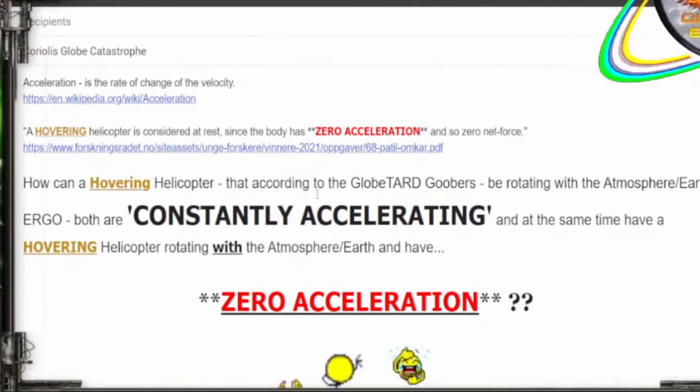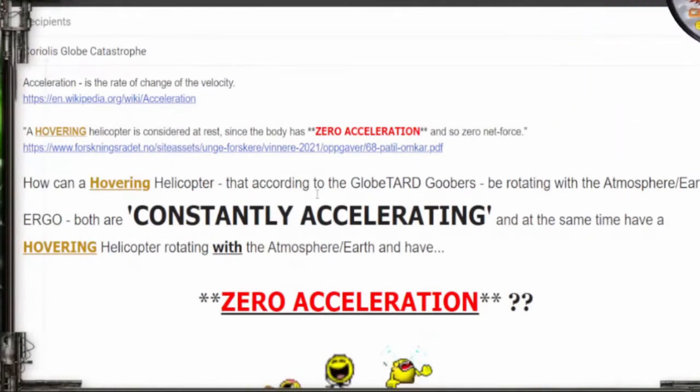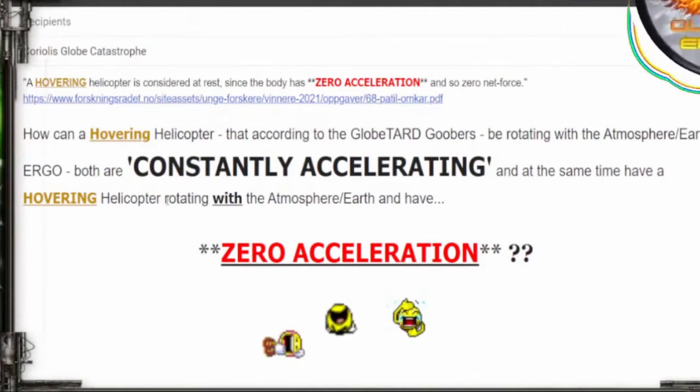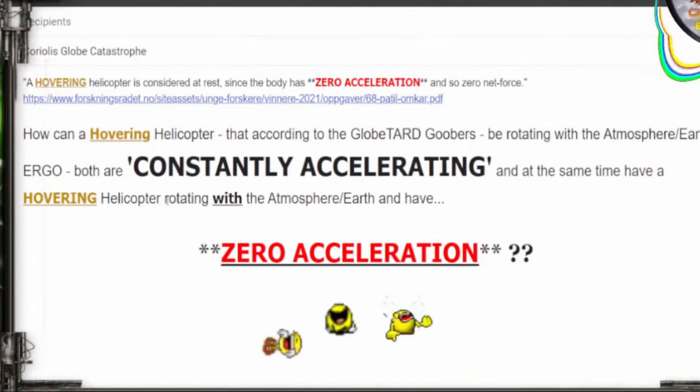From WorksRad.net: a hovering helicopter is considered at rest since the body has zero acceleration and so zero net force. Uh-oh. How can a hovering helicopter that, according to the globe-tired goobers, is rotating with the atmosphere and Earth, ergo both are constantly accelerating, and then at the same time have a hovering helicopter rotating with the atmosphere and Earth and have zero acceleration? Por favor.